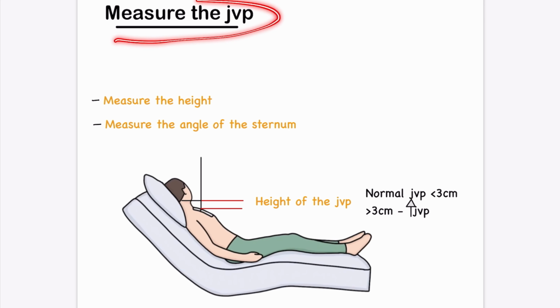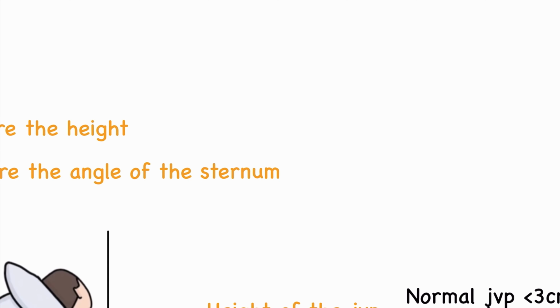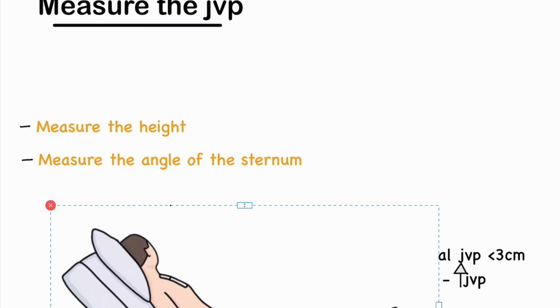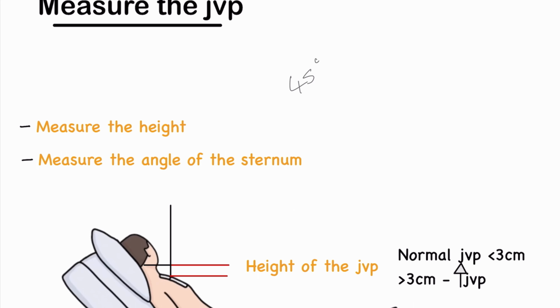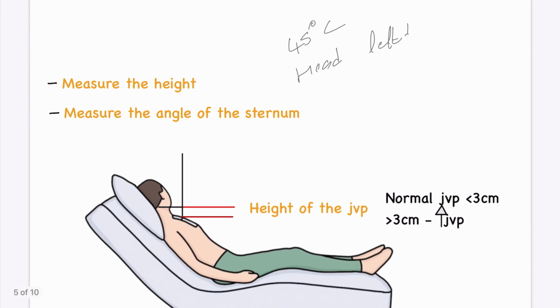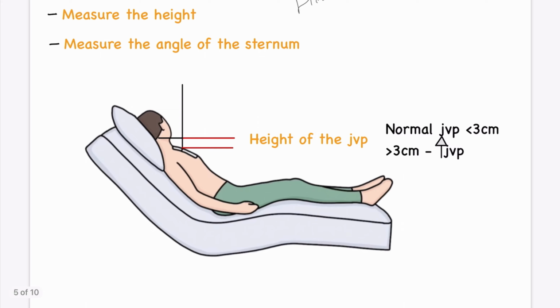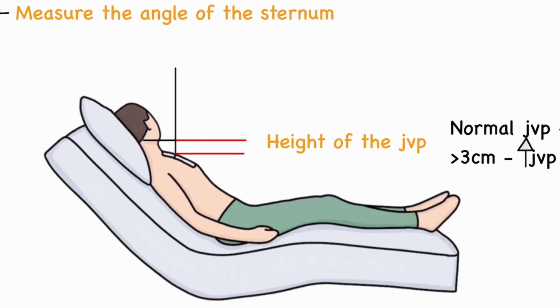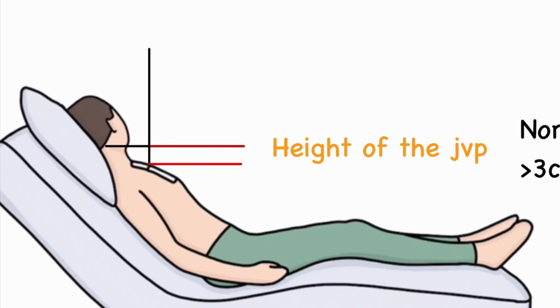Next is how to measure the JVP. To measure the JVP, the first thing is that the patient should be at a 45-degree angle, the head should be turned to the left, and someone should be shining a torch into the right internal jugular vein. And after, you should find the sternal angle, which must be here, the angle of Lewis, and you can see the right internal jugular vein pulsation. It must be somewhere here, and you can also see the external jugular vein pulsations.